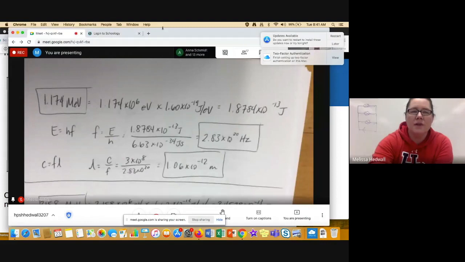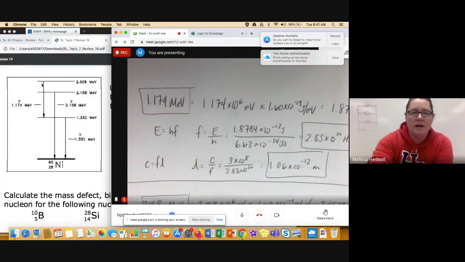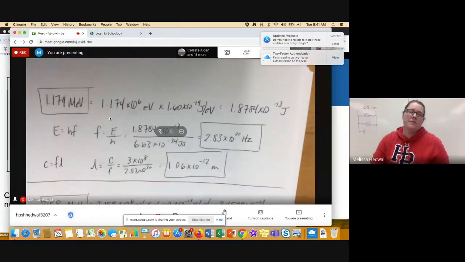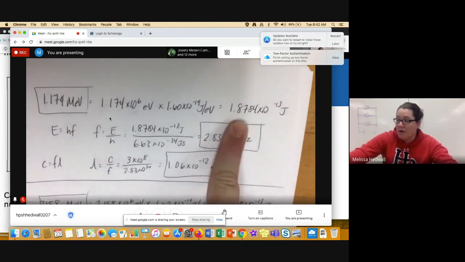And so on the first drop, when I calculated these, I just went from left to right. And so on this one here, we have the amount of energy that's being released, and we have that in mega electron volts. The equation that we use for energy here that uses Planck's constant needs to be in joules. And so we'll take that number of 1.174 times, it's mega electron volts, so it needs to be times 10 to the 6th. We'll multiply that by 1.60 times 10 to the negative 19th joules, which is what we have for an electron volt. And so that gives us over here 1.8784 times 10 to the negative 13th joules.